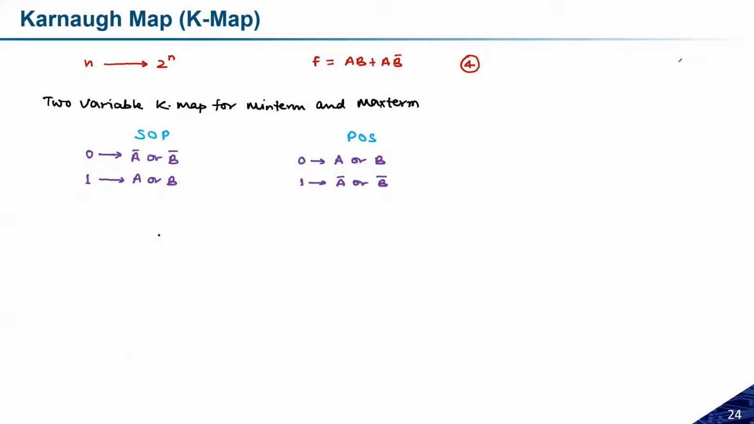Yes, one very important thing is that the K-map follows the gray code structure. What is the gray code structure? Can anyone tell me what is the key point of gray code?